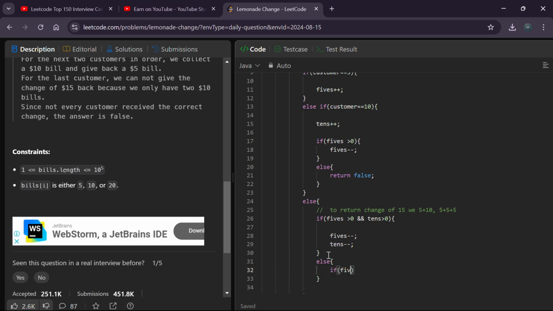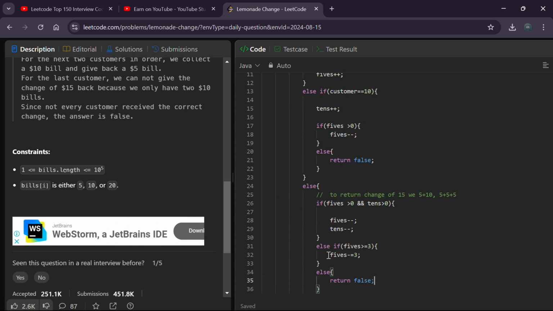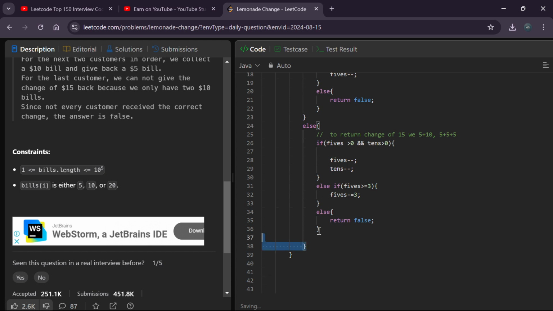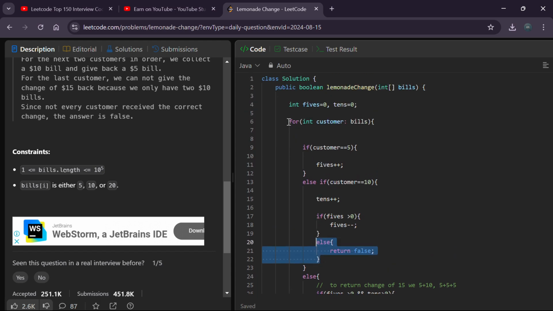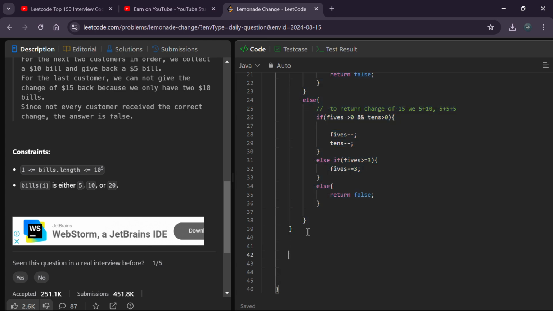Let's continue here: if fives are greater than or equal to 3, it means we can give change that way. Fives minus equal to 3, else return false. And at the end, if you didn't break in these conditions, it means you reached the end of the for loop, so all transactions are executed and you return true, right?